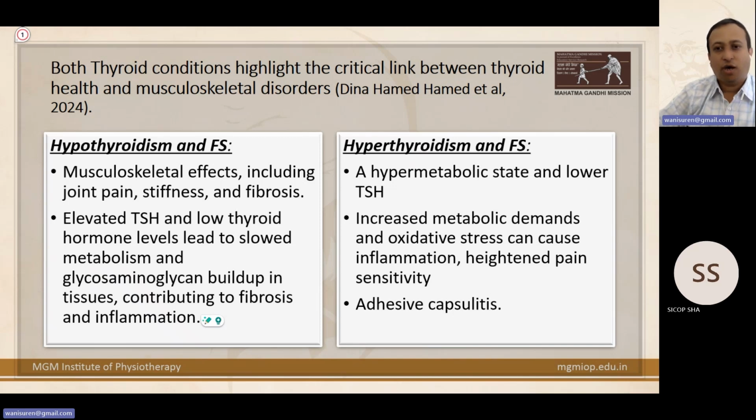Hyperthyroidism is also linked with frozen shoulder because of the hypermetabolic state and the lower TSH level in patients with hyperthyroidism. There will be increased metabolic demands and oxidative stress, which can cause continued inflammation and increased pain sensitivity, and may lead to the development of adhesive capsulitis later on.